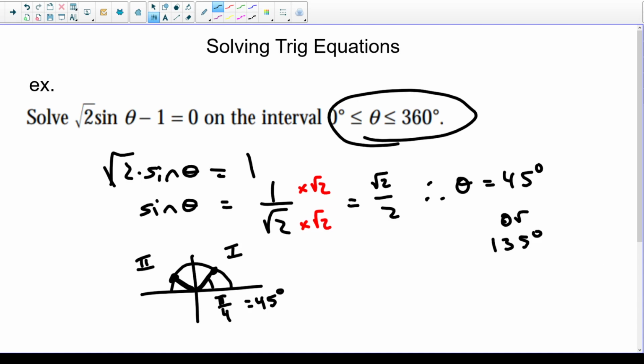Now these get a little bit more complicated as we go on. That one was a relatively easy one. I'm just going to pause for a second here. Are there any questions about that solving scenario?